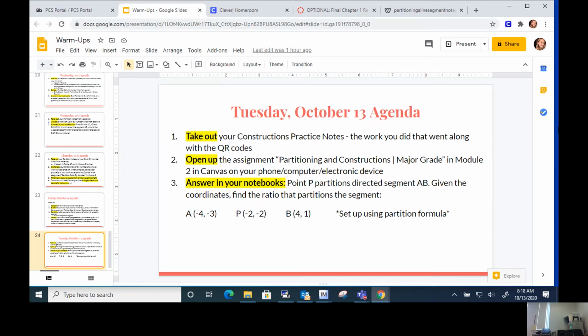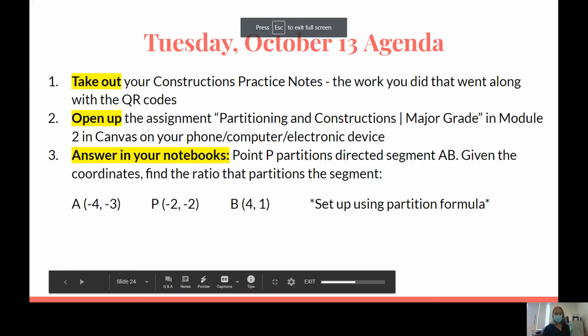And then I need you to have your notebook out because you've got one warm-up question on the board, and it looks like one of the questions on the major grade you're going to complete today. So I'm literally giving you the answer to one of them, or how to do it at the very least. You are partitioning a line segment, given the coordinates. I'm going to give you a moment to draw that out as a picture, and then we're going to go over it together.